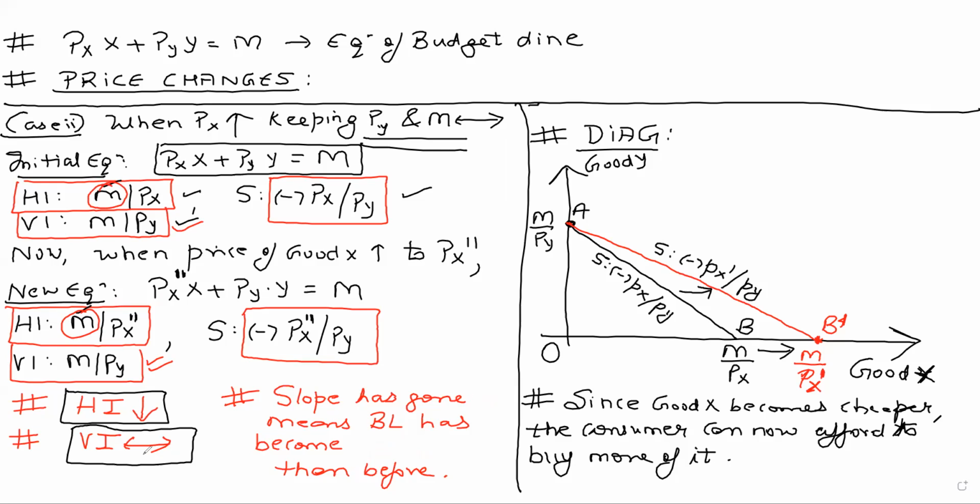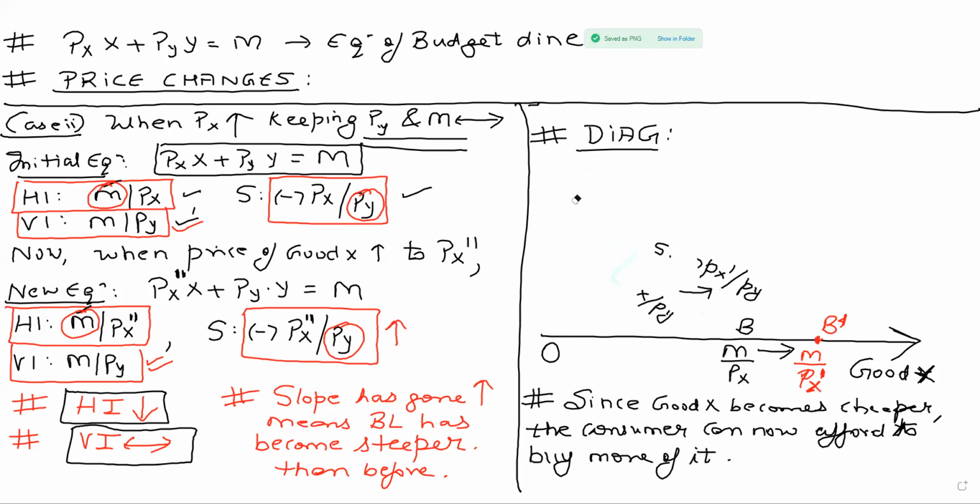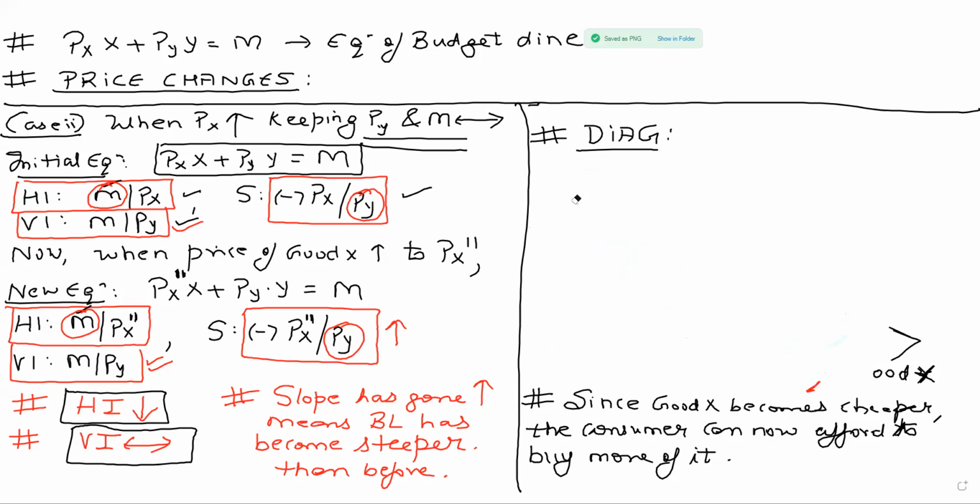Look at the slope, minus Px by Py initially. Now for the same denominator, you can see that my numerator has gone up, so my slope has gone up. So I can write that the slope of the budget line has gone up, which means the budget line has become more steeper than before. So the diagram also changes now. Let's draw the diagram and see what happens.